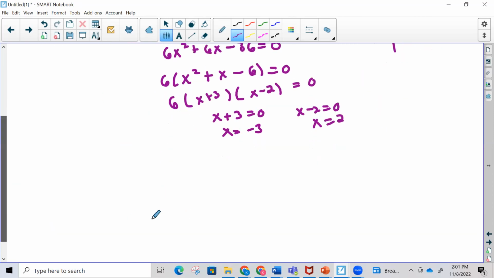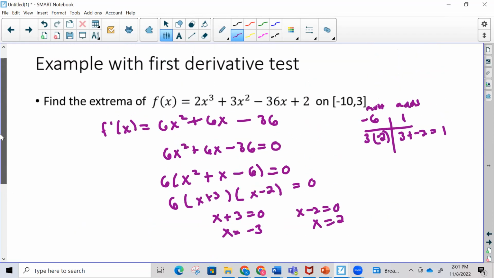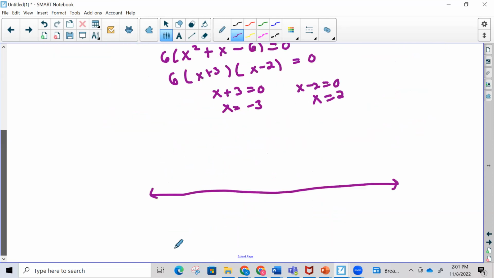And so when we do our first derivative test, what we do is we draw our number line and then we put our endpoints on. So I'm going to put negative 10 and 3. And if one of these didn't fall in that interval, we would just ignore it and we wouldn't put it at all. But they both do fall in the interval. Okay, so we have 2, which would be closer to here, and that derivative is 0. And then we'd say negative 3 is like here, and that derivative is 0.